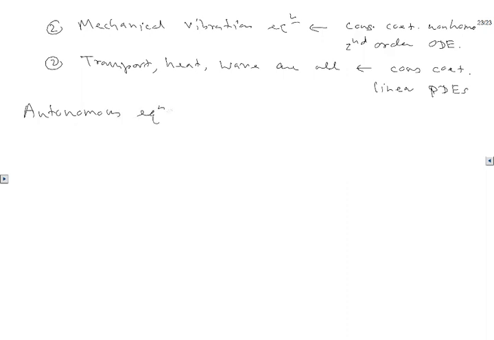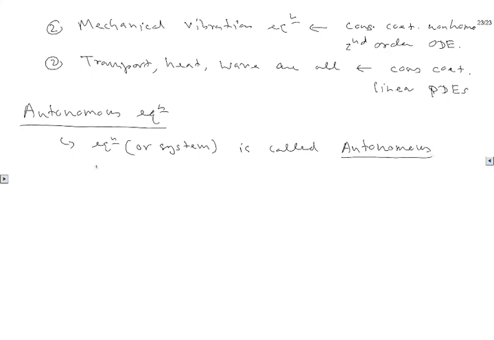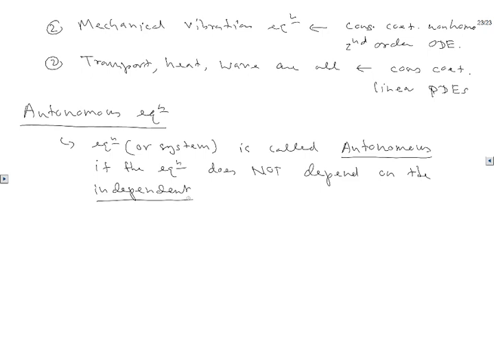Autonomous equations. What does autonomous mean? Autonomous means the differential equation does not depend on the independent variable. So the equation or the system is called autonomous if the equation does not depend on the independent variable.